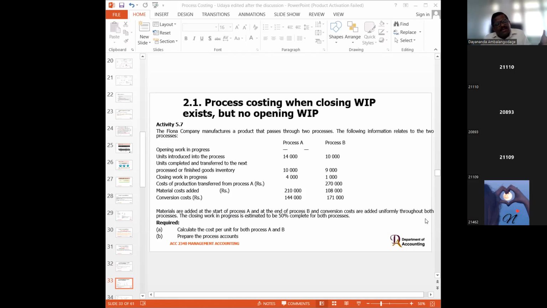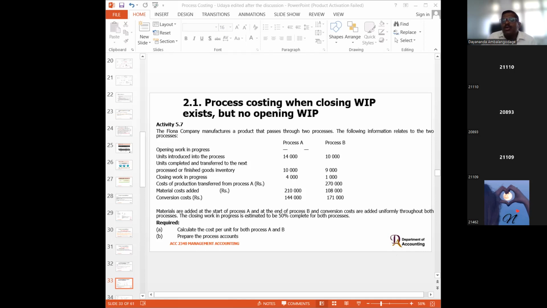Uniformly means evenly, 10% is 10% complete, 120% is 120% complete. That's the meaning of uniformly. Throughout the process, throughout the timeline, that cost is incurred. The closing WIP is estimated to be 50% completed for both processes. So for both processes we consider the closing WIP 50% complete. Calculate the cost per unit of both process A and B. Prepare the process account. So we will just try to understand this.